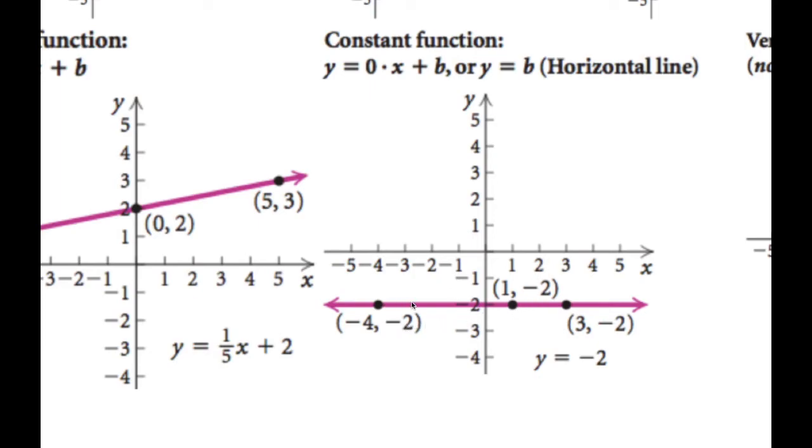The domain is all real numbers, and the range is -2. It's only one number in the range.